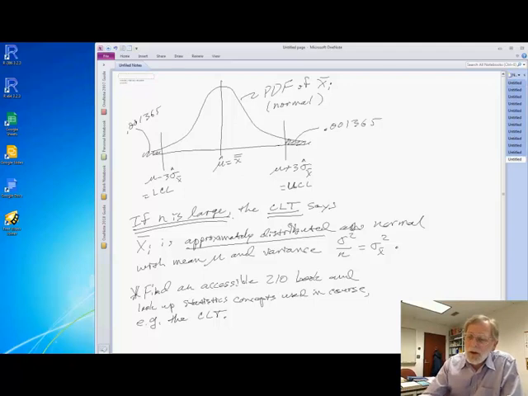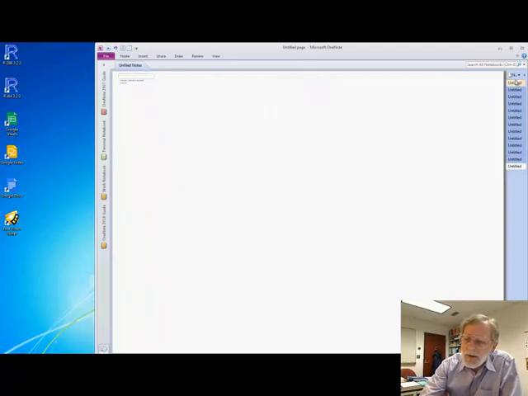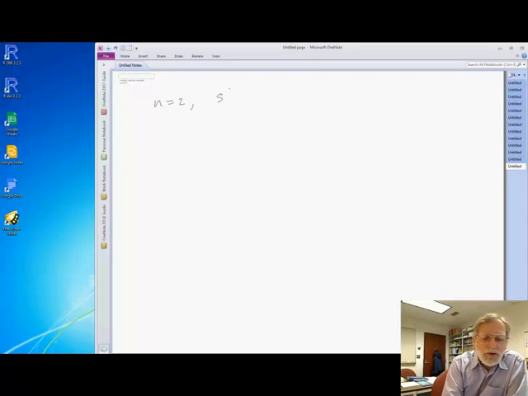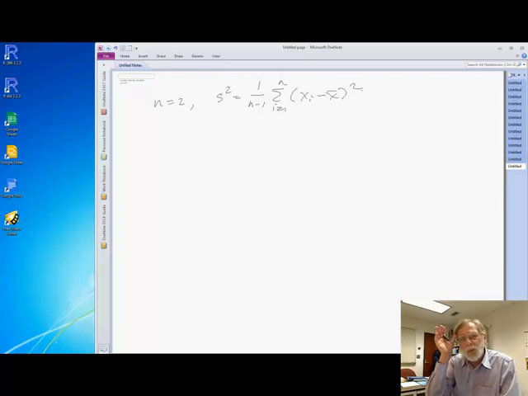And in this case, the smallest number you can tolerate is 2. Why? Because when you compute s squared, what do you do? 1 over n minus 1, sum i equals 1 to n of x_i minus x bar quantity squared. Well, if n is 1, you're out of luck because this will evaluate to 0 in the denominator, and it's a no-no to have 0 in the denominator of a fraction. So the smallest you can get is n = 2. So we can say that n has got to be bigger than 1.